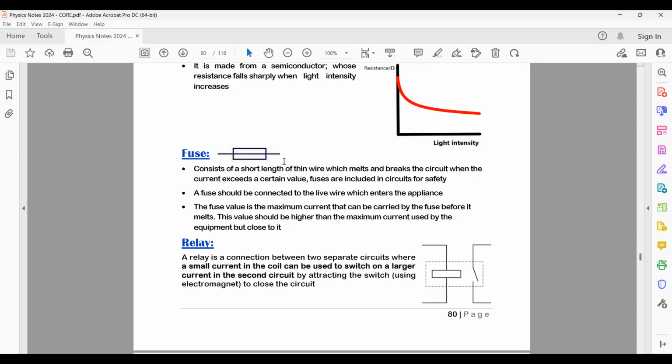The last component we have this year is something called a relay. If I have a factory that has heavy machinery, this factory is controlled using a control unit. The control unit has a small circuit with small current. When current passes through this circuit, this bar becomes a magnet and attracts the switch. So the small circuit with small current controls the action of another circuit with large current.